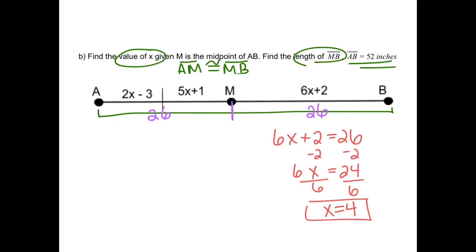So x equals 4, and it looks like actually we've answered both pieces. We found the value of x, it's 4. We also found the length of MB simply by dividing that 52 by 2. So MB is 26, and the value of x is 4.